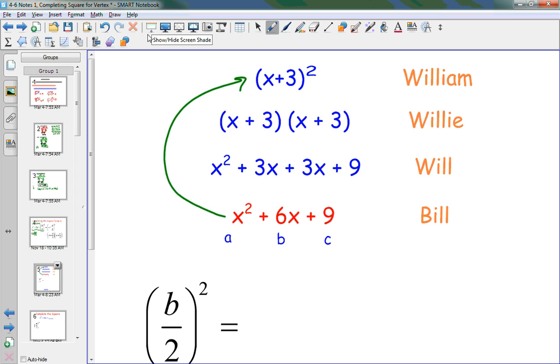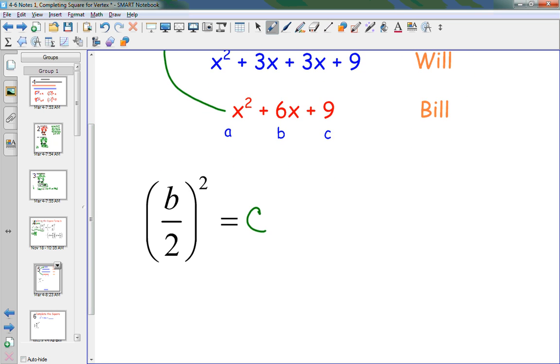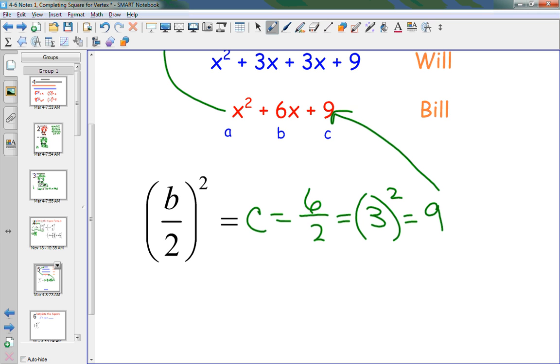Well, if I'm given x squared plus 6x plus 9, you would take that middle term, your b value, and your c value is b divided by 2 quantity squared. Well, what's b? b is going to be 6. 6 divided by 2 is 3. What is 3 squared? 9. Does that equal 9? Does that equal my c term? Yes. Do we understand that? In that example, it worked out.